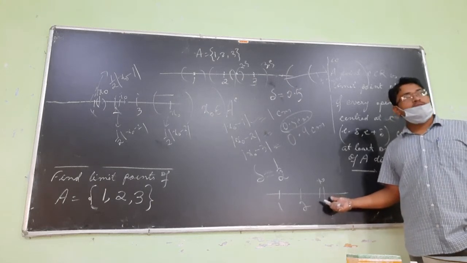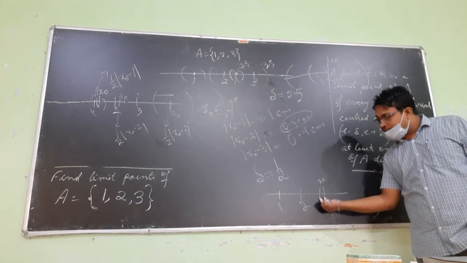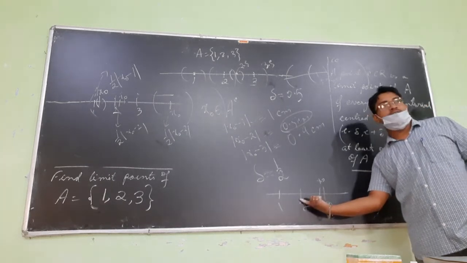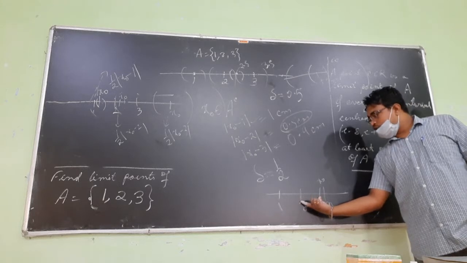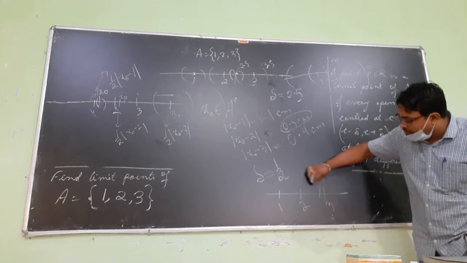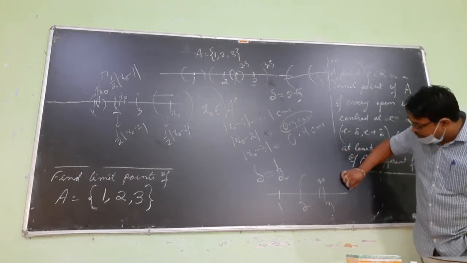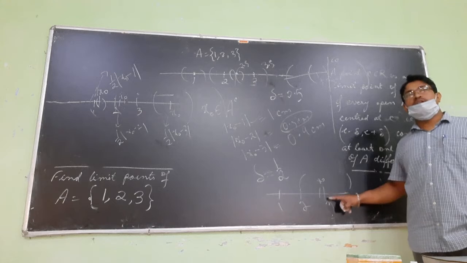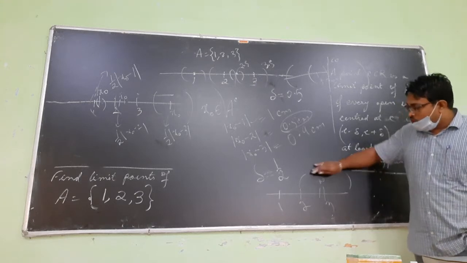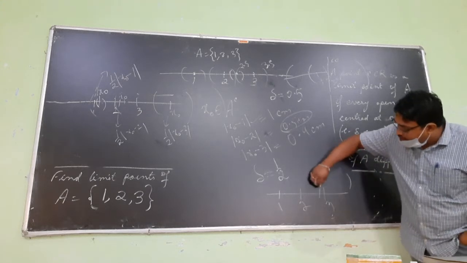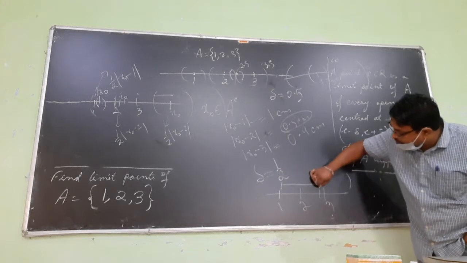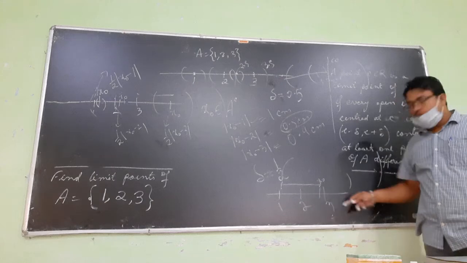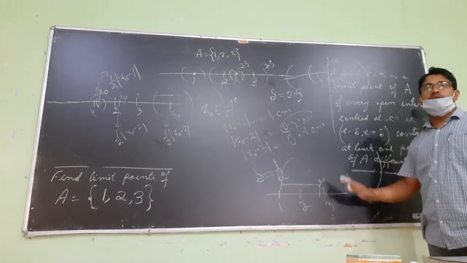X naught minus 3. This is the distance. X naught minus 2 is a larger distance. If I take x naught minus 2, this point 3 will be included. So I cannot conclude anything. And if I take x naught minus 1 as the radius, which is this distance, then 2 and 3 both are included. So we cannot come to any conclusion.